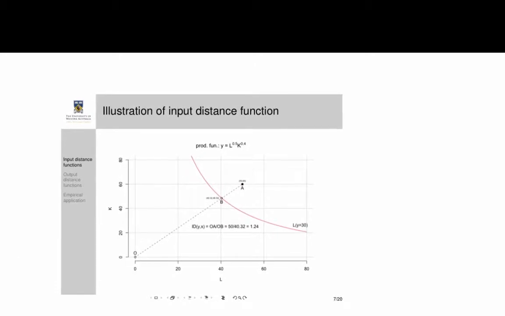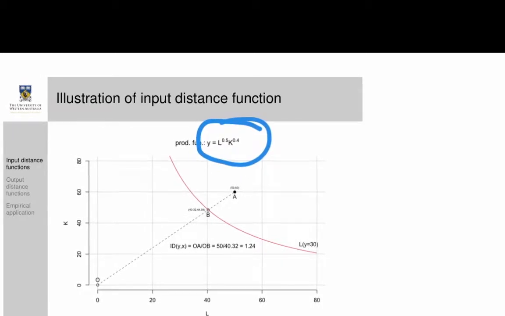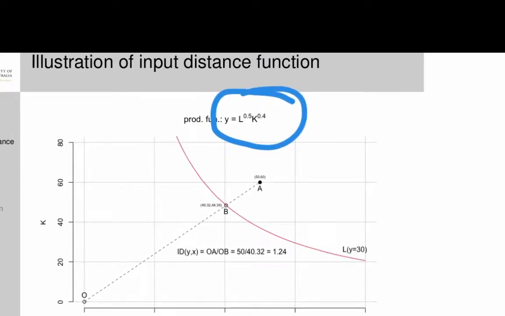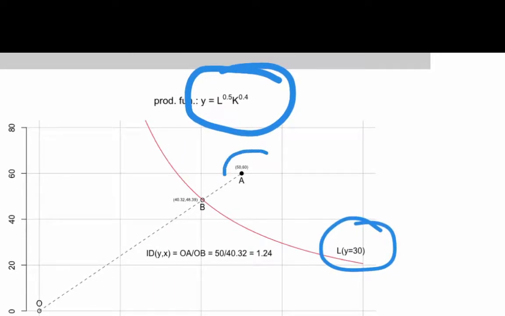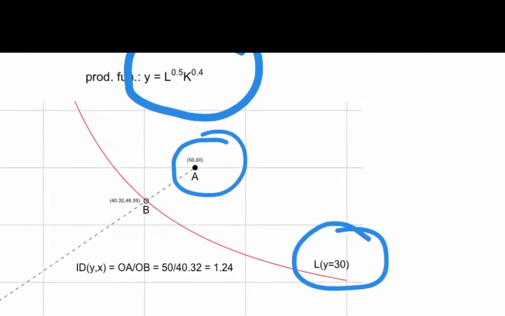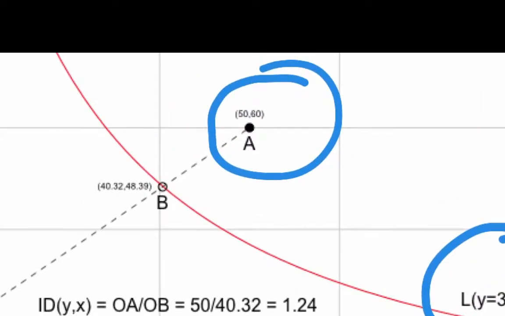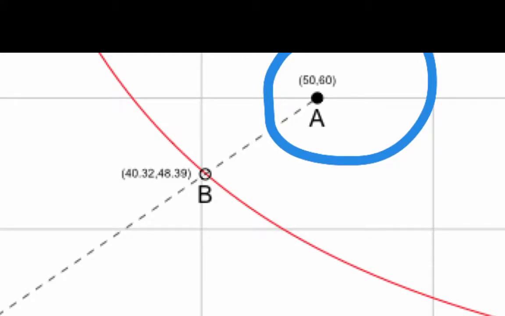And if we have an isoquant, let's say we have a Cobb-Douglas production function, y is a function of labor and capital. For an output level y equals 30, we can draw an isoquant. Suppose we have an input combination that's observed at point A, labor equals 50 and capital equals 60. Obviously, that input combination is inefficient because we could do with a smaller input set, which is about 40 units of labor and 48 units of capital.